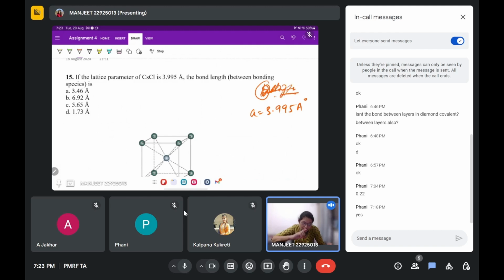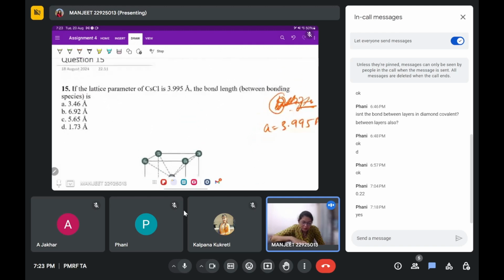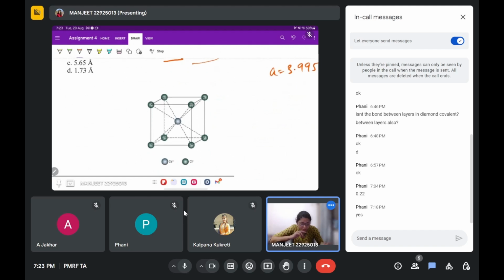So how will you calculate the bond length? Firstly, you need to ask what the structure of CsCl is. CsCl exists in a BCC lattice structure. Here, the cesium atom is the center atom, at the body diagonal, and the chlorine atom is at the corner of the cube.